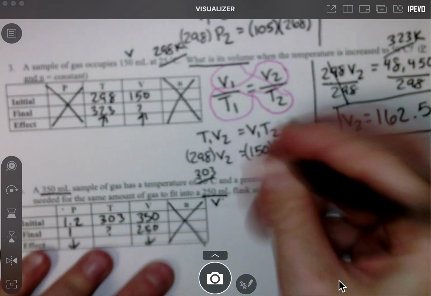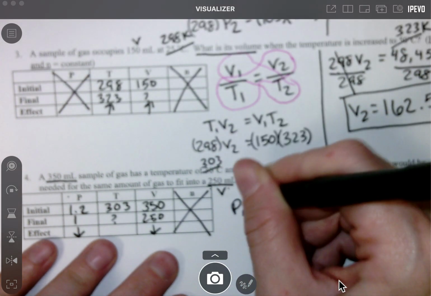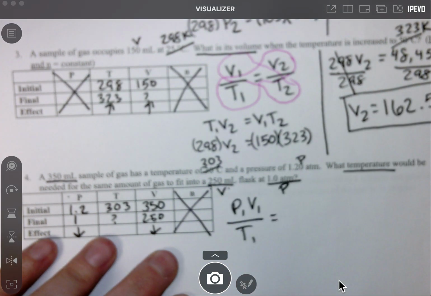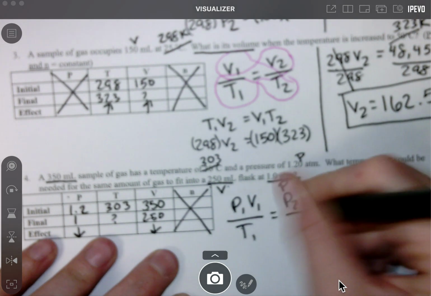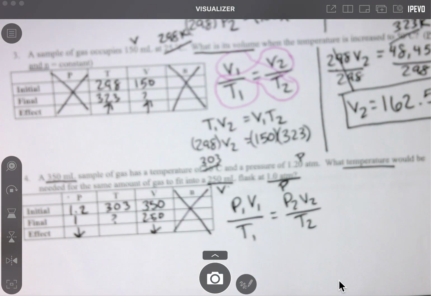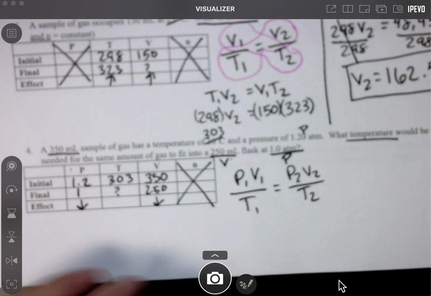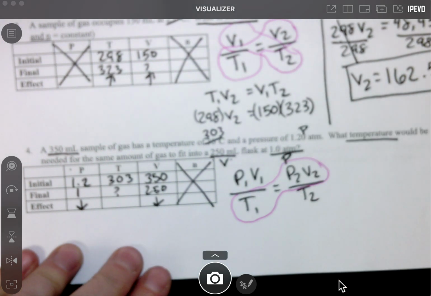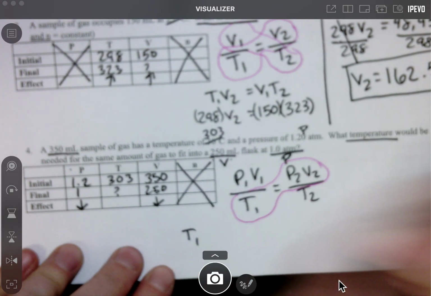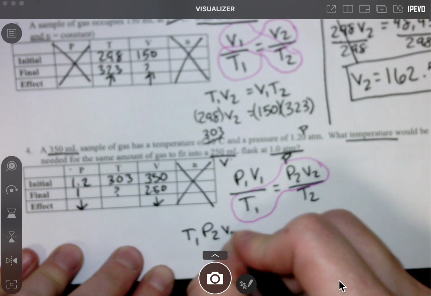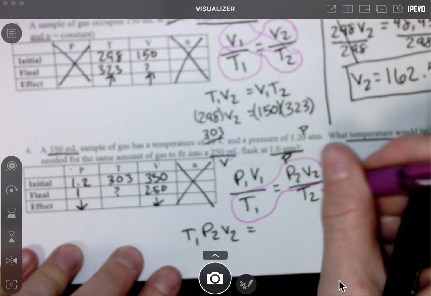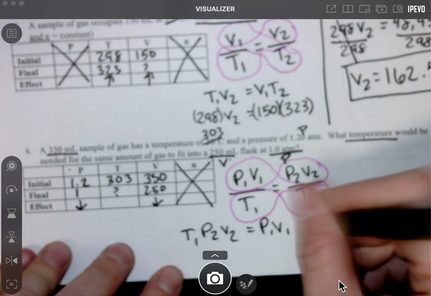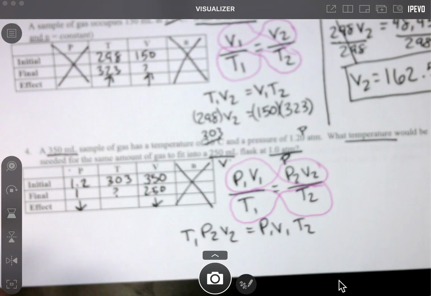So I have pressure, volume, and temperature, and I do not have number of particles. So P1 V1 over T1 equals P2 V2 over T2. And you can see that when I cross multiply this, it's going to get a little messy. So on one side I have T1, P2, V2. On the other side I have P1, V1, and T2. And then I just plug things in.